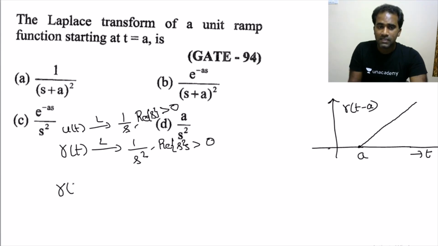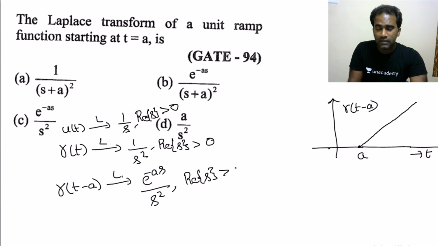Next, now they are asking us to find out r of t minus a Laplace transform. So we have to use a time shifting property, which I have discussed in the previous class. So r of t minus a Laplace transform is, we can use time shifting property, e power minus as divided by s square. So ROC is real part of s greater than 0. Is that correct? Or any change in the ROC?